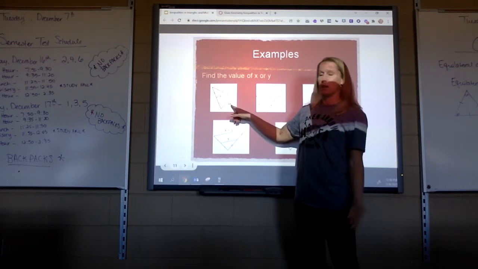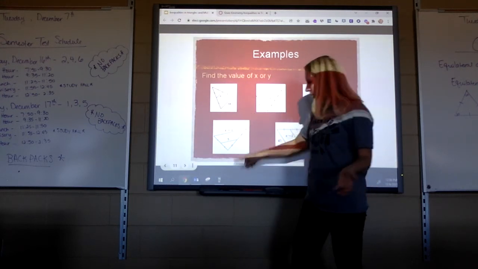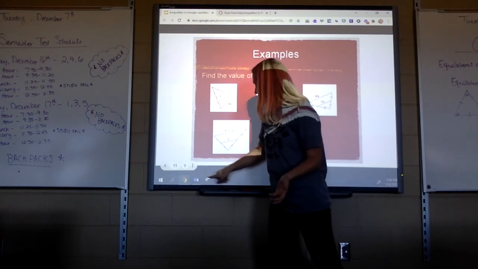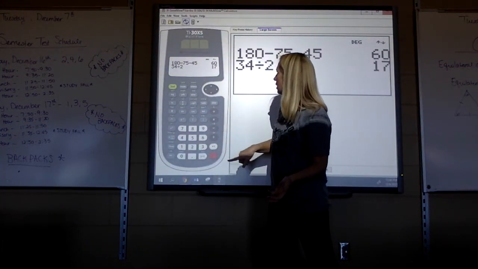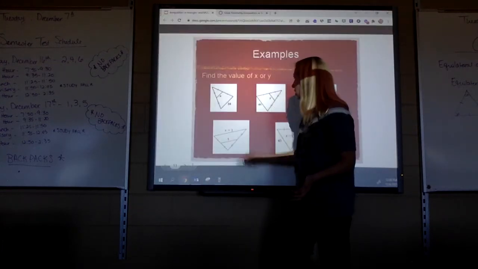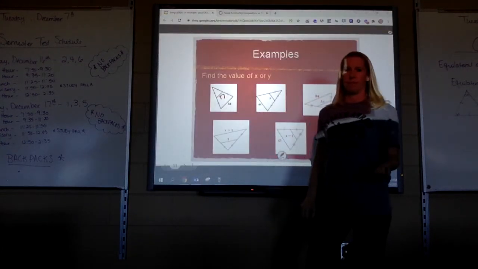So this midsegment is always half of the length of the side it's parallel to. So you could just think, okay, well, what's half of 34? So 34, half of 34 is 17. That's one way to do it.